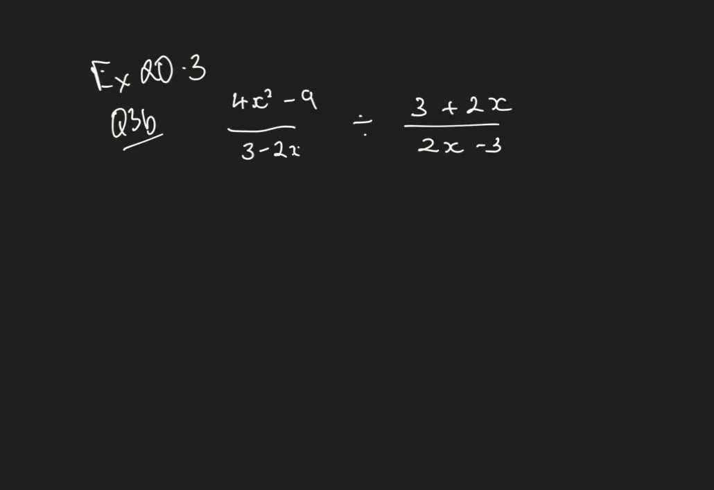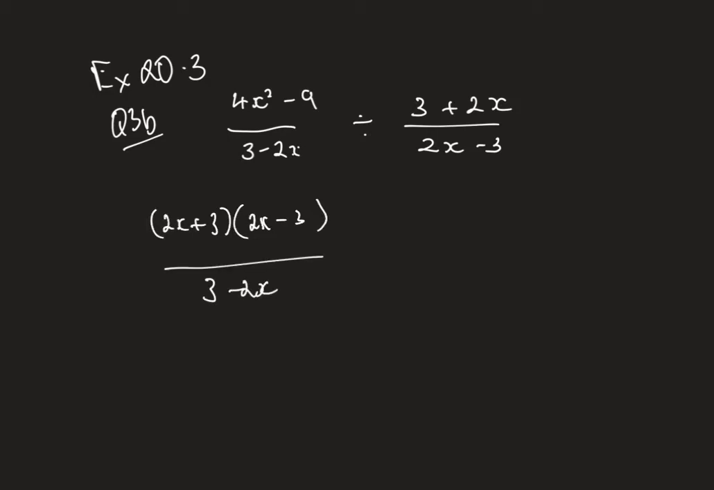Okay, question 3b. So the first thing you have to do is factorise where you can. So we can factorise that. That's the difference of two squares. So square root of 4x squared. So open double brackets. The square root of 4x squared will be 2x. The square root of 9 is 3. Make one bracket positive and the other negative. And that's all over 3.